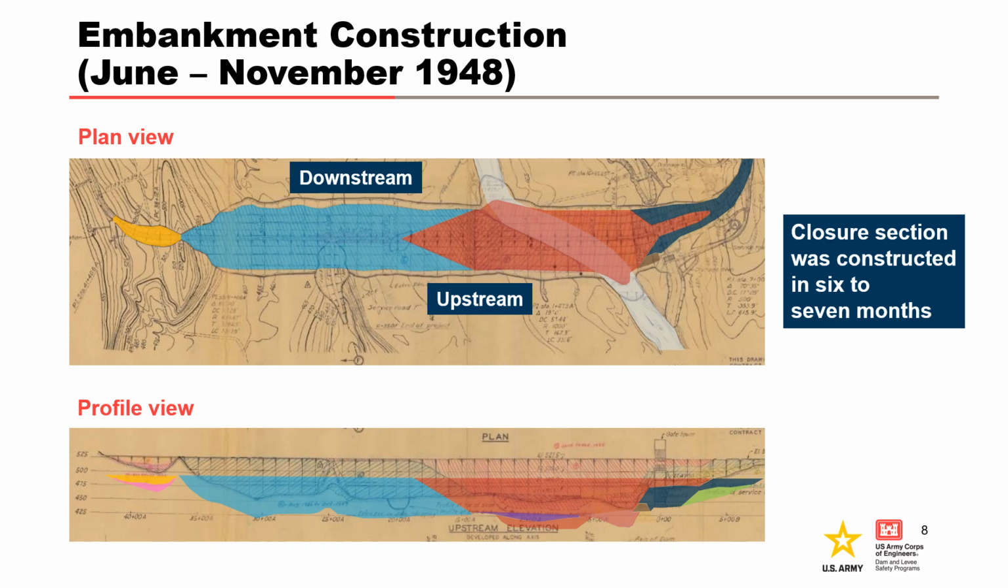In June 1948, the Poteau River was diverted through the outlet works. Over the next 6 to 7 months, the channel was filled and the closure section of the embankment was constructed. The portion of the embankment shaded in blue was allowed to sit for 14 months prior to reservoir impoundment. The closure section shaded in red was completed approximately 1.5 to 2 months prior to reservoir impoundment.